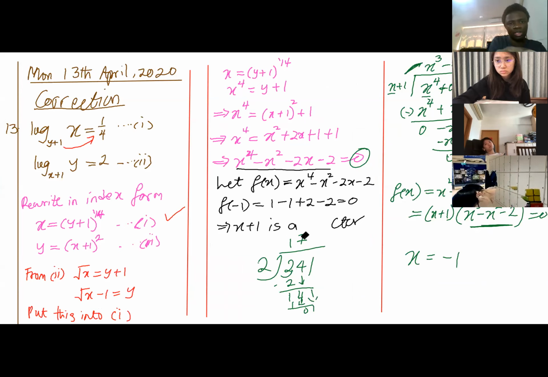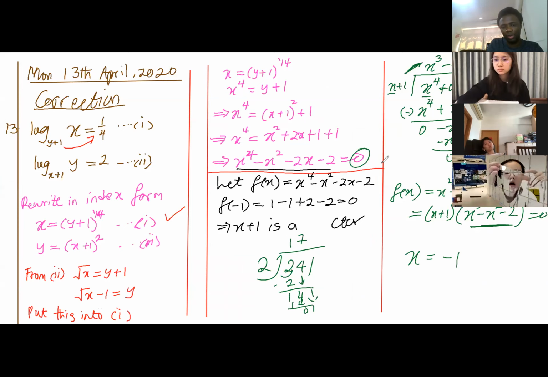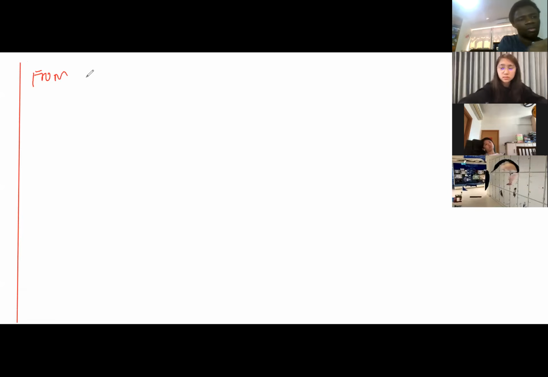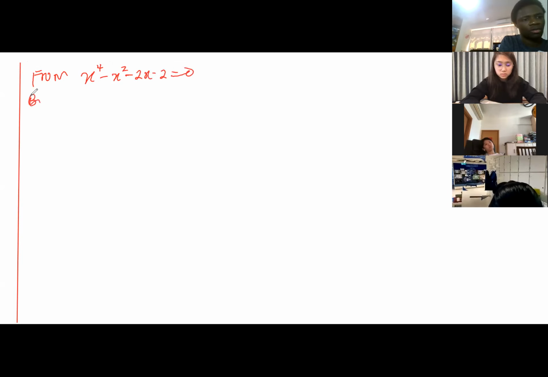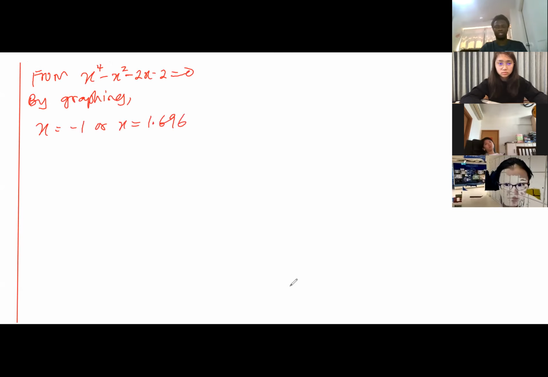We don't need it, so I'm going to cross that part out of our solution. So this part is not necessary. Okay, so from this point, x to the power 4 minus x squared minus 2x minus 2 is equal to 0. By graphing, x is equal to -1 or x is equal to 1.696 or 1.7.